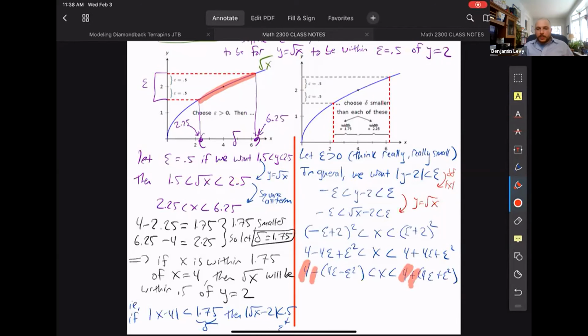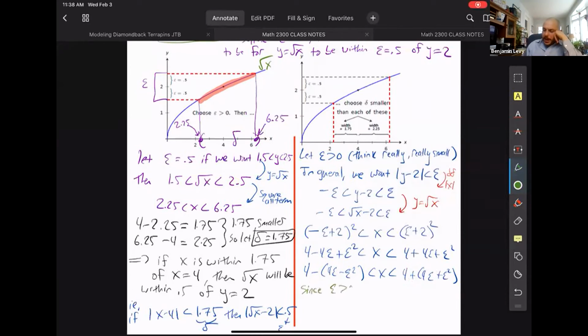4 minus something. So it's saying, if you want to be at 4, you need to be a little bit to the left. This is telling you the left part, right? And then a little bit to the right. This is telling you the right part. And again, it's in general. We don't even know what epsilon is, but you pick an epsilon and then it'll fall out. In other words, let me write a takeaway thing.